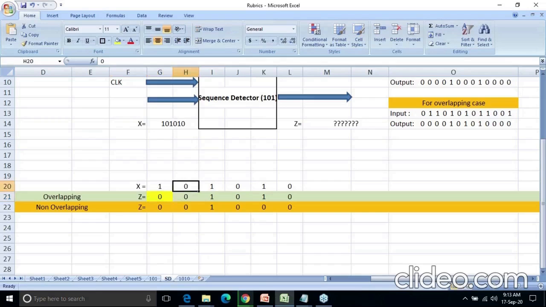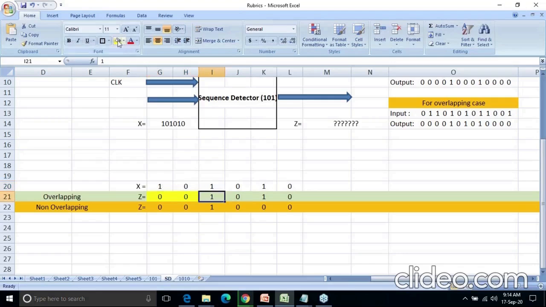The second bit is 0. Okay, so is it a sequence? Is 10 a sequence? No, I have not got the sequence detected. So here again your output will be 0. Clear? Now my third bit, it is coming in sequence, not at random. So the first bit was 1, the second bit was 0, and the third bit I am consecutively getting 1. So is it a sequence? Yes, my sequence is 101 and I am getting 101. Now at this moment what will happen?